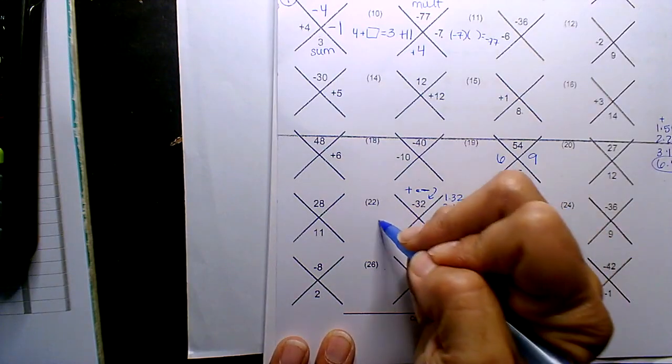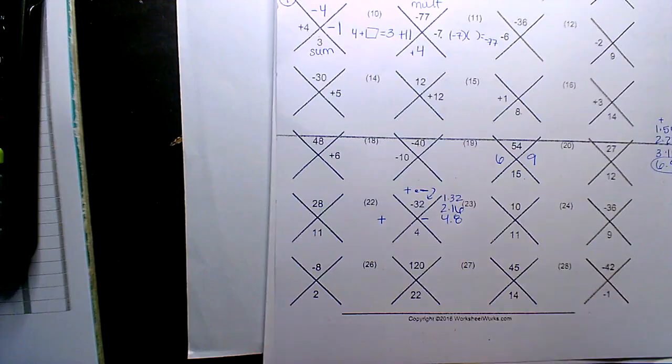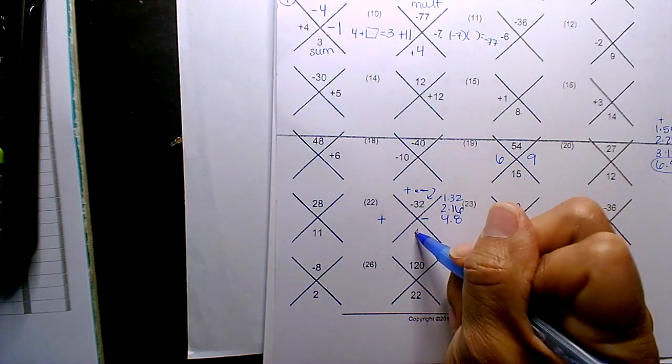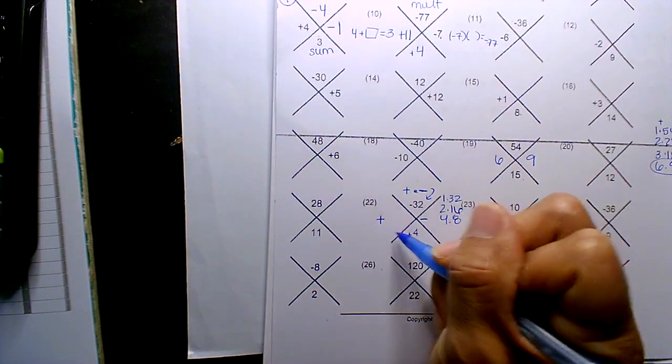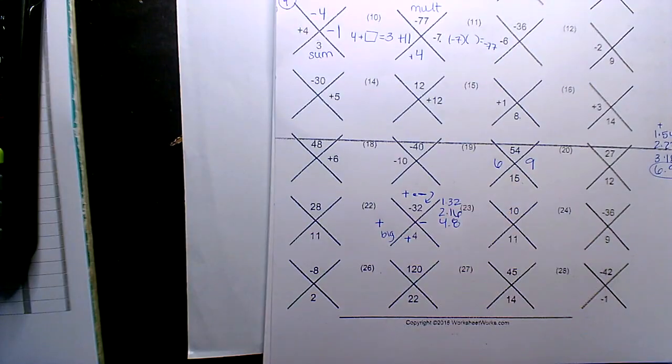So that means one number is positive and one is negative. But the 4 is positive, so that means the bigger number is going to be positive. Does that make sense? Okay, so I'm going to subtract. If one number is positive and one number is negative, you have to subtract. So is it 1 and 32? That gives me 31.